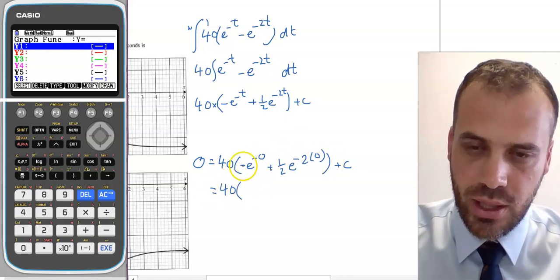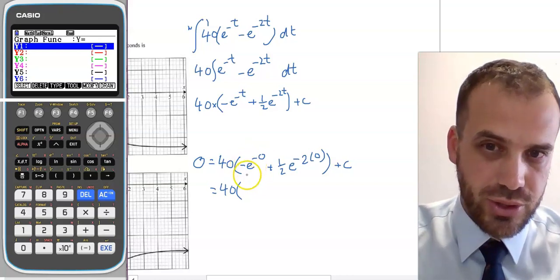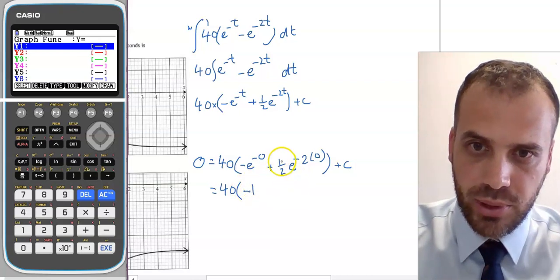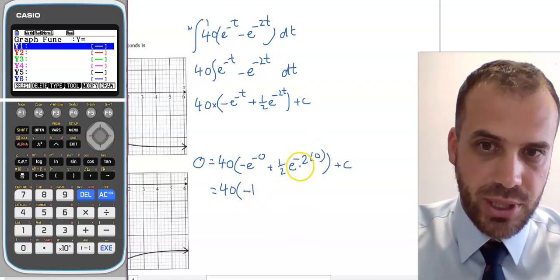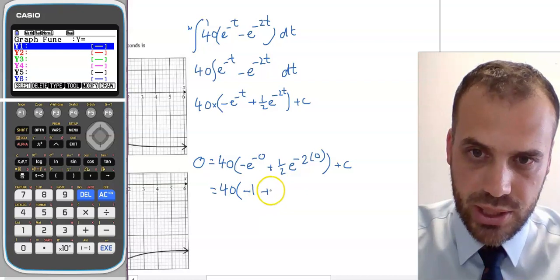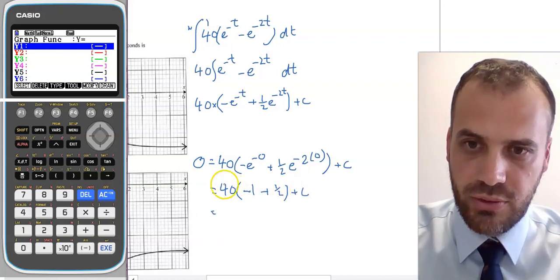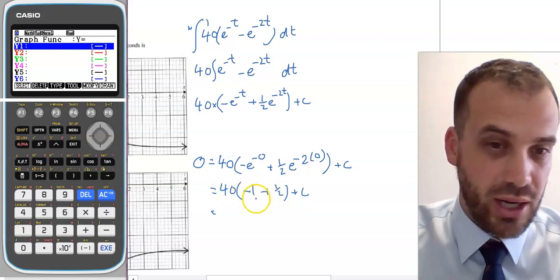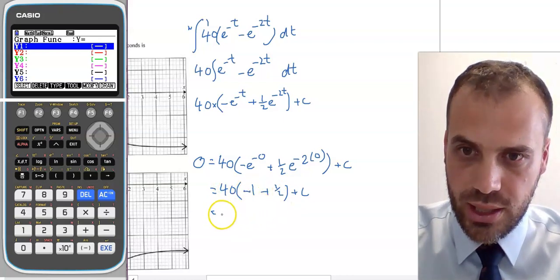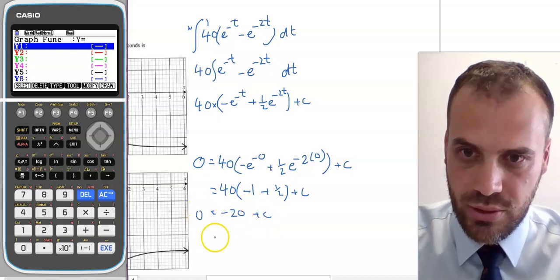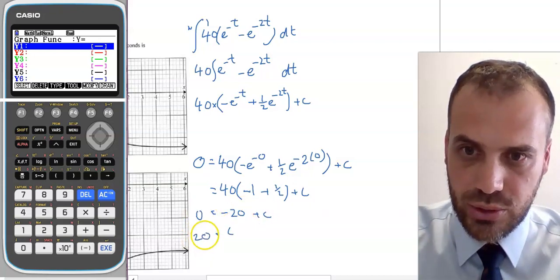That gives us 40 times negative e to the 0. So e to the 0 is 1, so that's negative 1, plus half, and we get e to the 0 again. E to the 0 is 1, so plus 1/2 plus c. All right, so that gives us 40 times negative 1/2, which is negative 20 plus c is 0. That means that c is equal to 20.